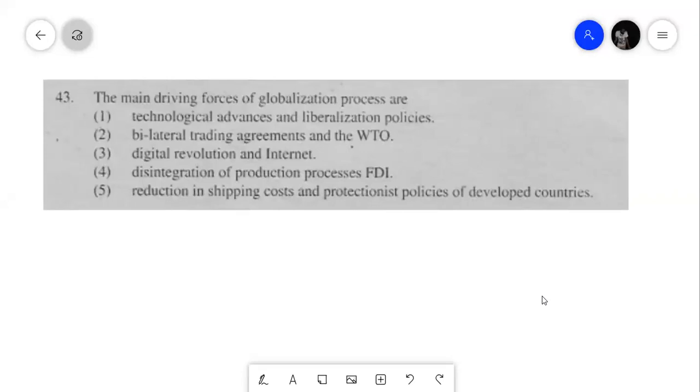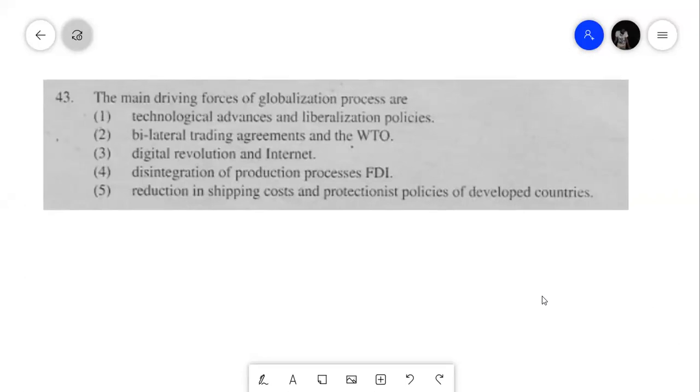Technological advances and liberalization policies, bilateral trading agreements and the World Trade Organization, digital revolution and the internet, disintegration of production processes, foreign direct investment, reduction in shipping cost, and protectionist policies of developed countries. What do you think? The answer is one, right? Okay, I'll explain this in very simple terms.